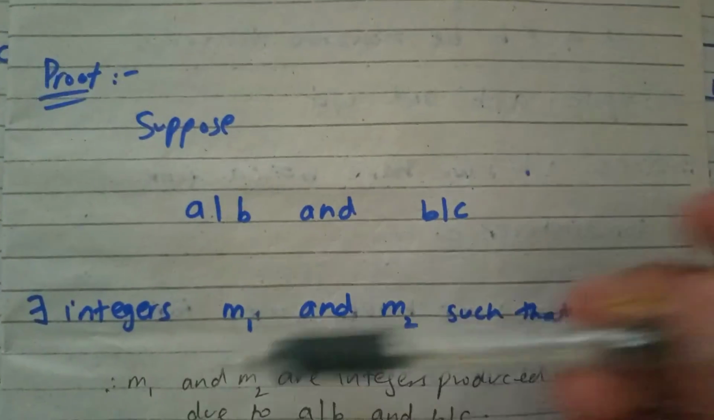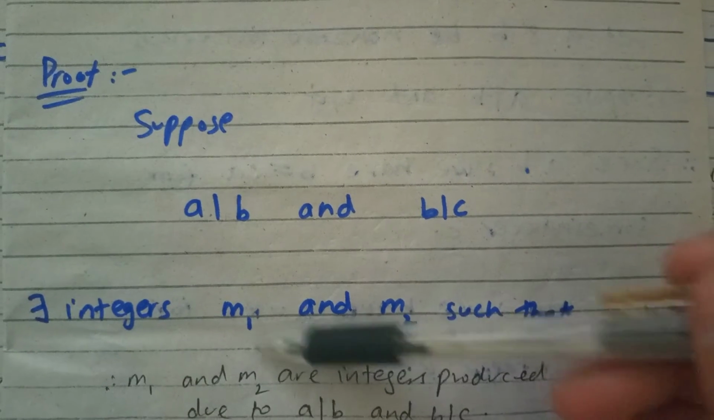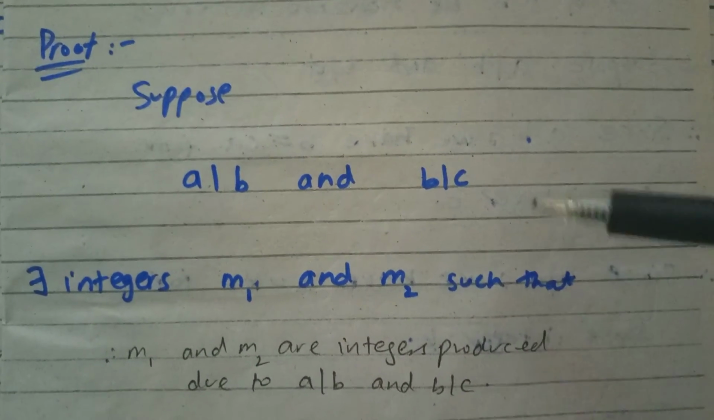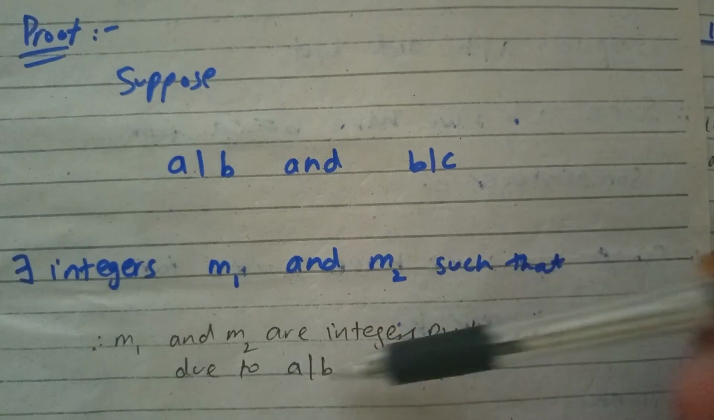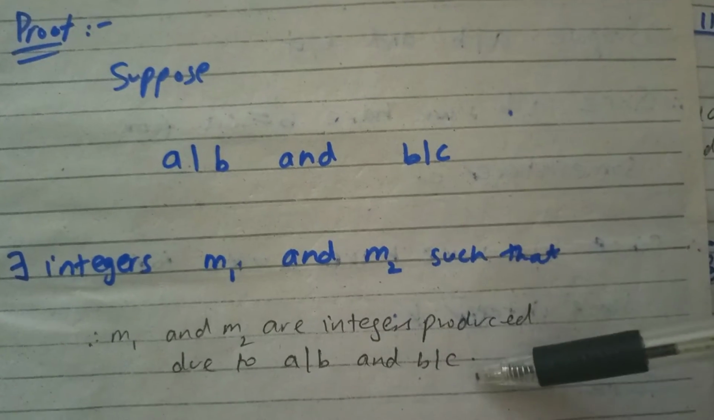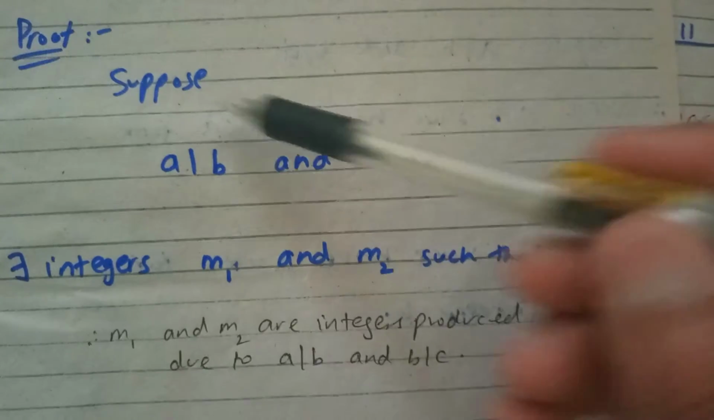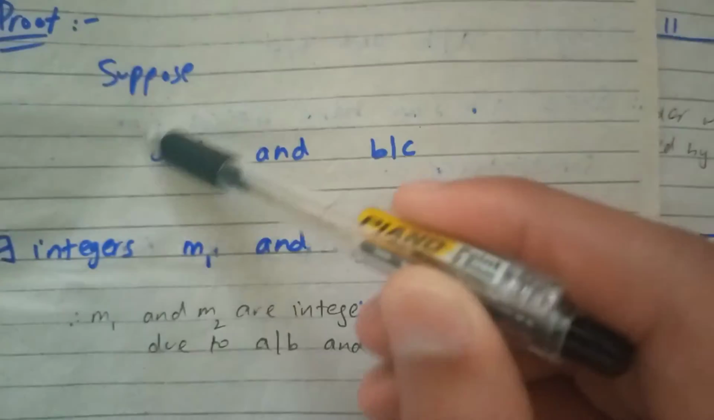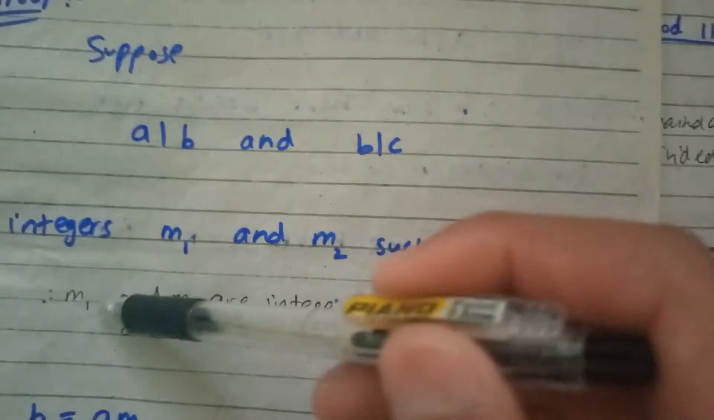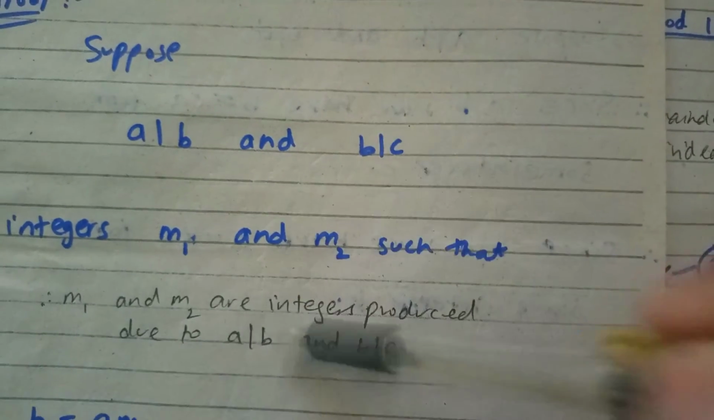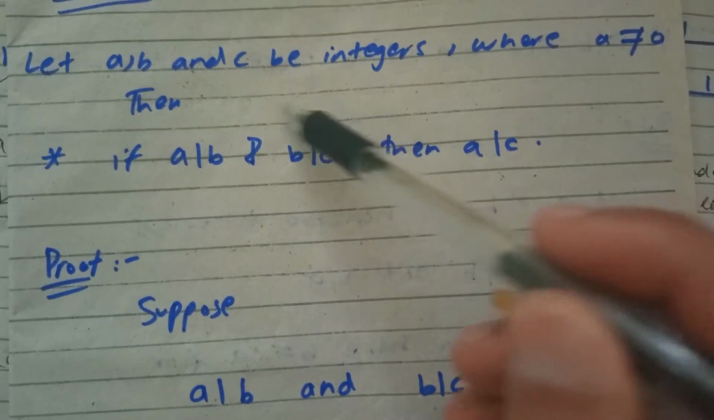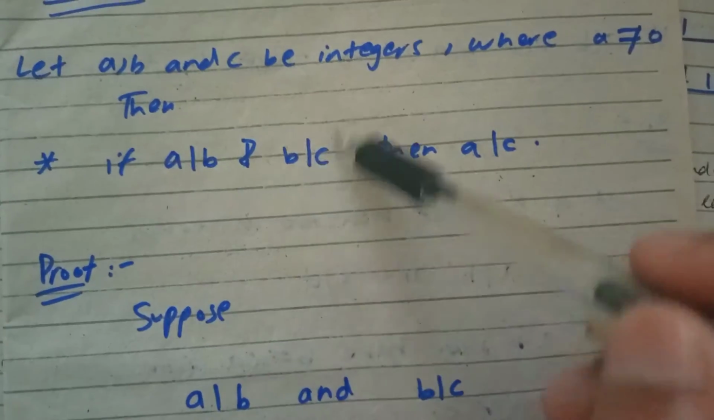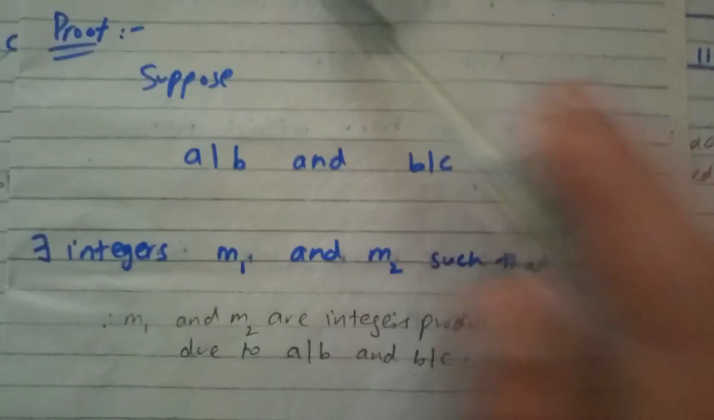Let's say there exist integers m1 and m2 such that, what are these m1 and m2? I will tell you. m1 and m2 are integers produced due to a divisible by b and b divisible by c. If we perform this operation, the answer will be m1. If we perform this one, the answer will be m2. We take only a divisible by b and b divisible by c because those two are given in the proof, and the answers will be m1 and m2.